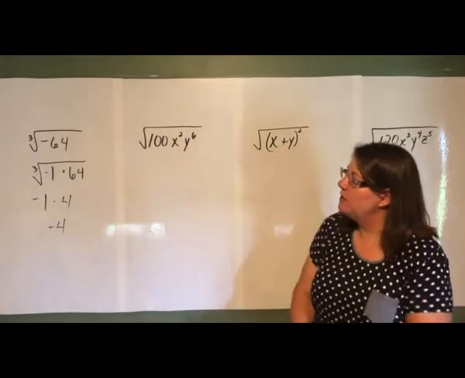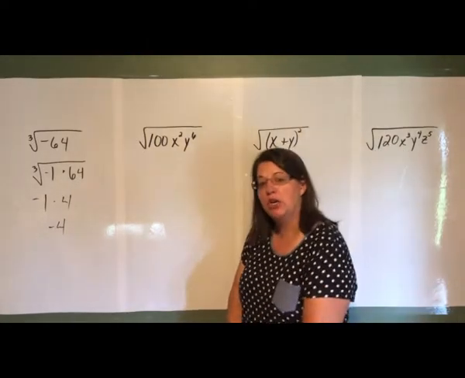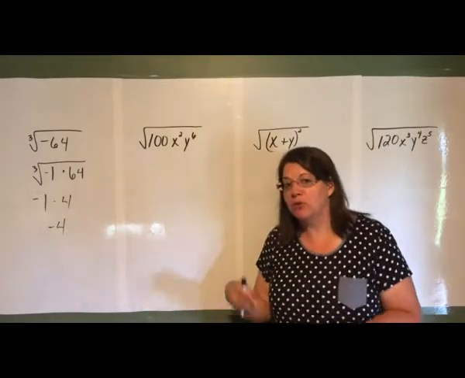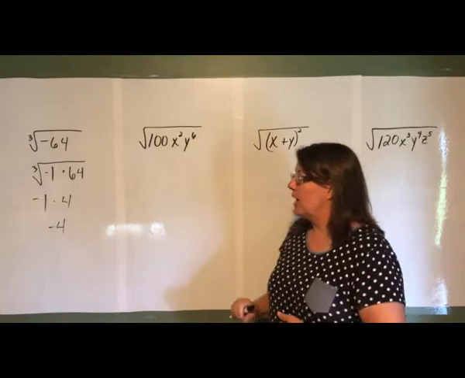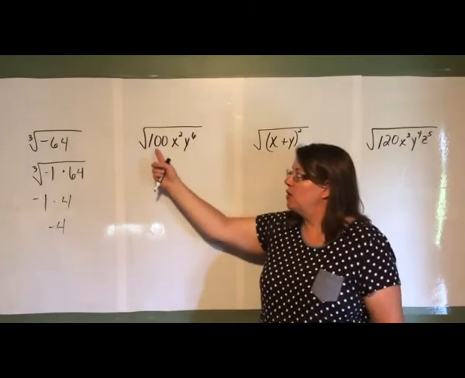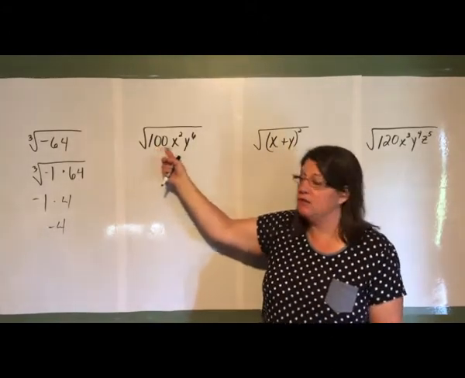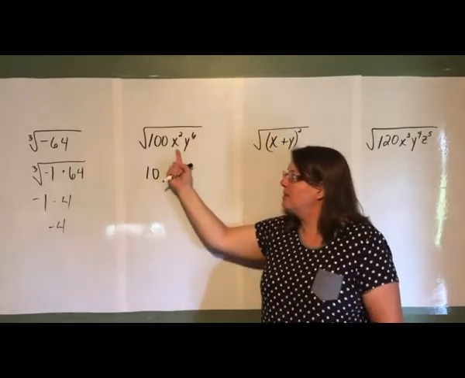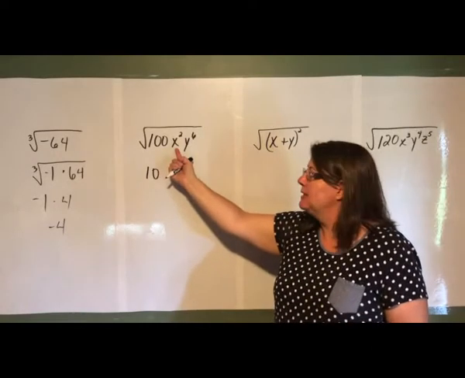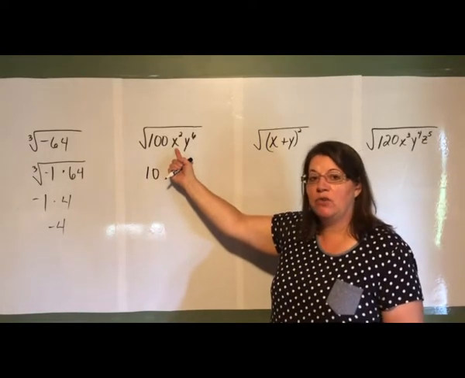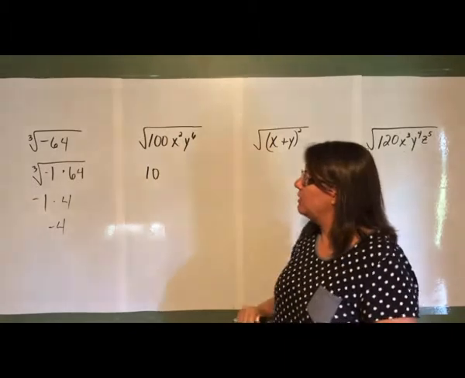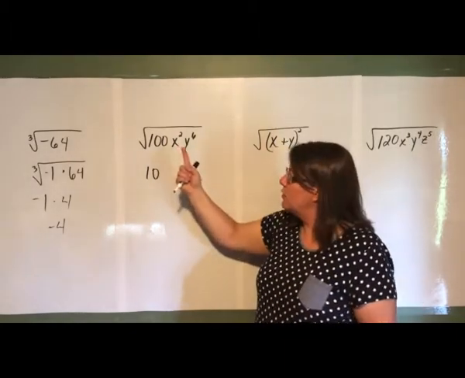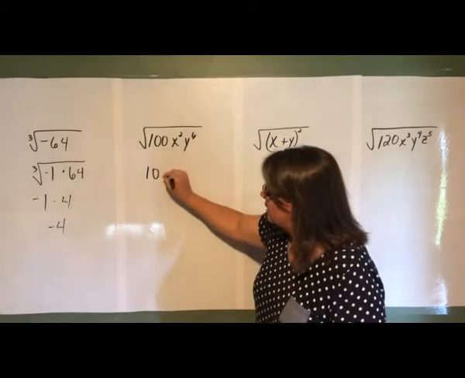All right, so now with this one, I've added some variables. I want to know what happens when I take the square root or the cube root or the fourth root, dealing with variables, okay? So looking at this one, I know that the square root of 100 is 10, so I know I can bring a 10 out. And then I have to ask myself, well, what do I multiply by itself to get x squared? Well, if you think about that, x times x is x squared. So the square root of x squared is just x.